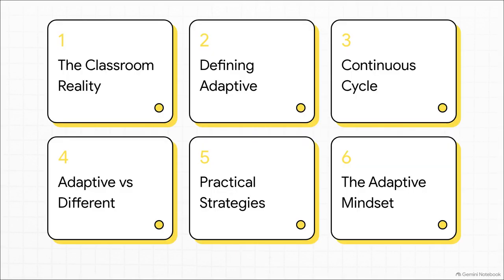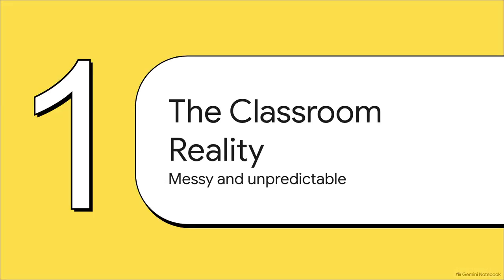Our roadmap for this explainer takes us through 1. The classroom reality, 2. Defining adaptive teaching, 3. The continuous cycle, 4. Adaptive versus differentiation, 5. Practical strategies, and finally, 6. The adaptive mindset. So let's get into Section 1, the classroom reality, because let's be honest, it is messy and unpredictable.